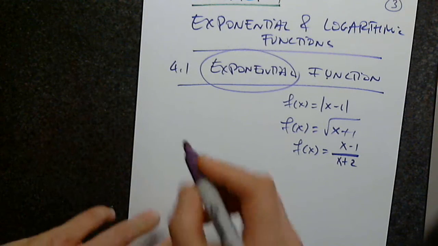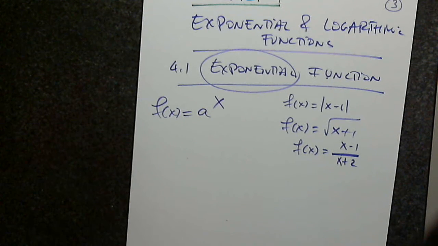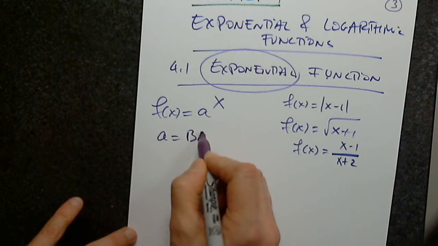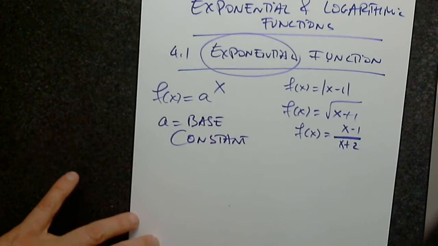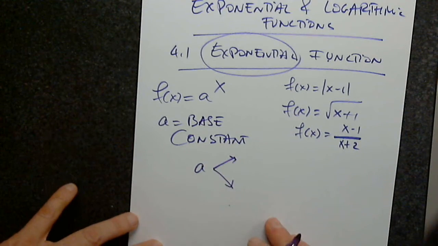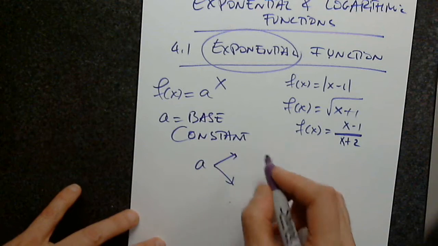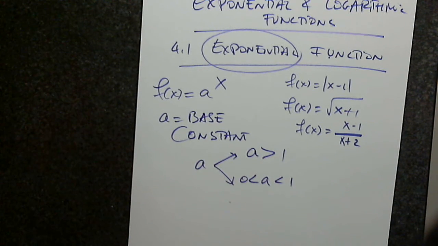It's going to have an exponent. Right. Furthermore, the variable is the exponent. A is the base, which is a constant. However, the base is restricted. The number that is the base of the exponential function can only be one of the two. It can be a number greater than 1, or it can be a number between 0 and 1.